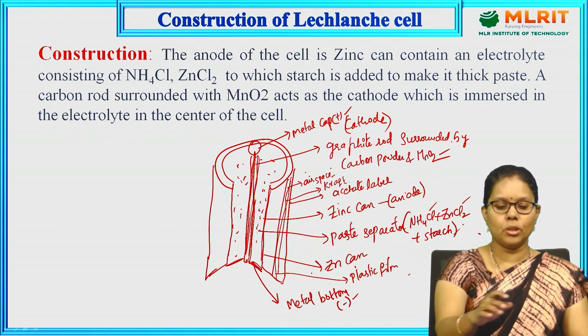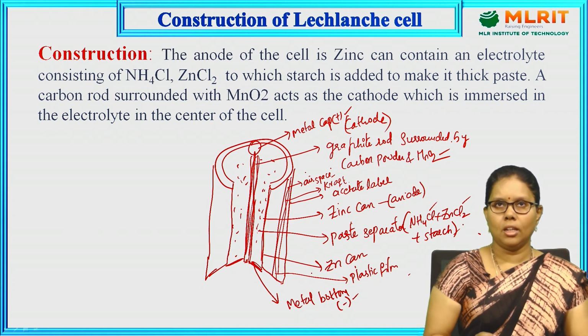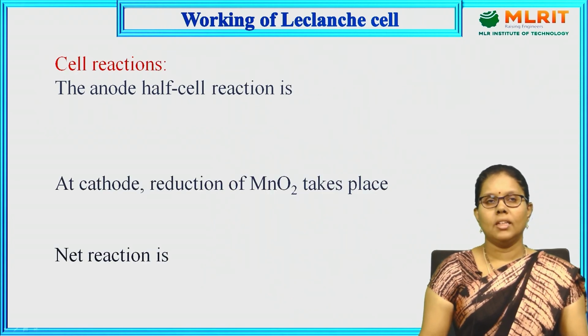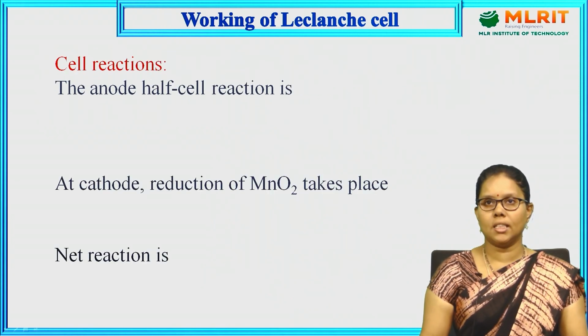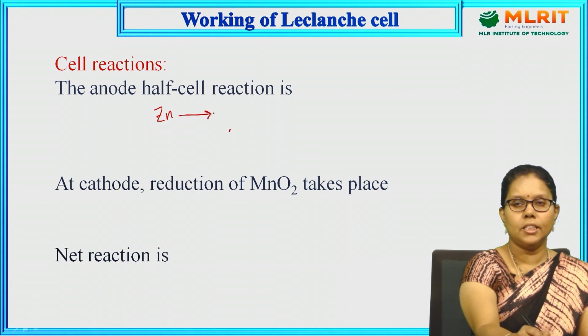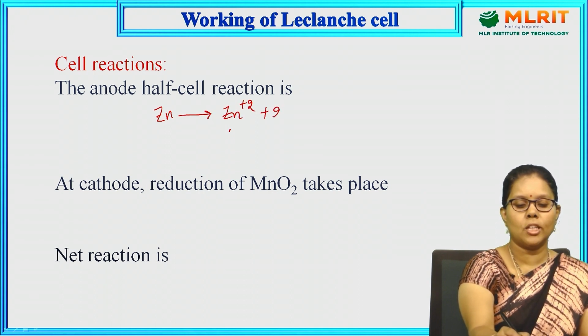This is about the overview of a Leclanché cell. Let us move to the working of a Leclanché cell. The cell reactions involved in the Leclanché cell: the anodic half cell reaction, in which zinc is going to be oxidized. Zinc metal is oxidized to zinc metal ion plus 2 electrons.